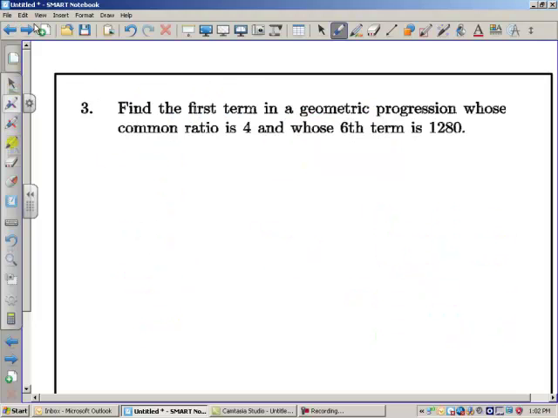Alright, so let's find the first term in a geometric progression whose common ratio is 4 and whose sixth term is 1,280. So we have our formula for the nth term: the first term times the common ratio to the n minus 1 power. We know the common ratio is 4 and we know the sixth term is 1,280. So we can put 1,280 as a sub 6.